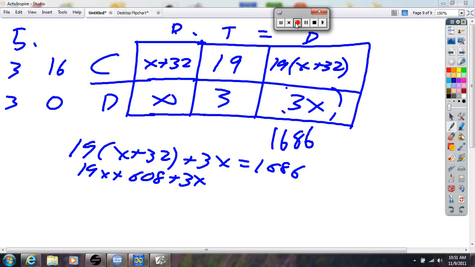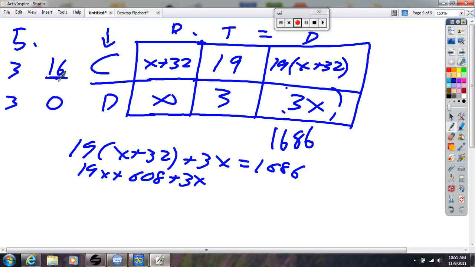Okay, number 5. On number 5, you are dealing with a cattle train and a diesel train. It says the cattle train went for 16 hours before the diesel train. So the cattle train went for 16 hours. The diesel train did not go at all. Cattle train started and traveled for 16 hours before the diesel train.